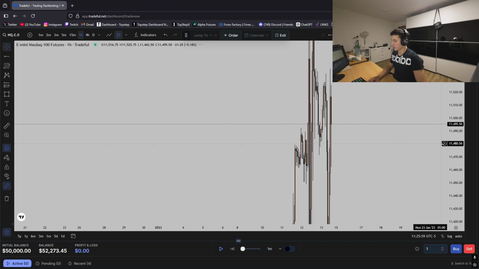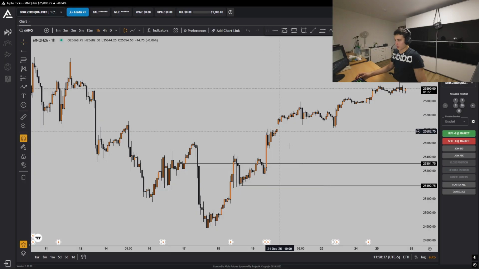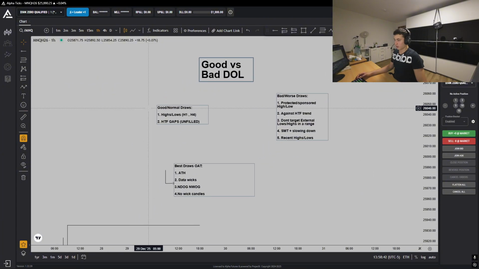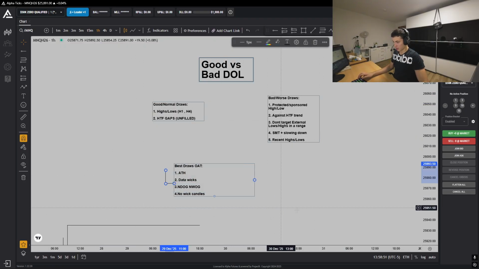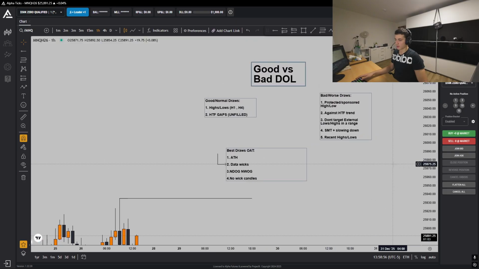I hope you guys already got an idea what to do, which draws to target. Boom. You can screenshot this one more time right here. Those are the good draws. The usual draws. Those are the worst draws. Not the worst, but just simply worse than those. And of course, those that are the best of all time. Unfortunately, I couldn't show all-time highs and new day opening gaps, but it's pretty self-explanatory.